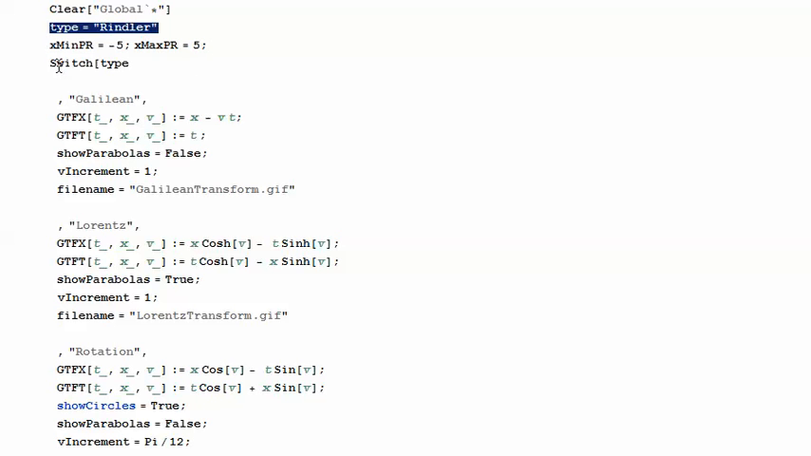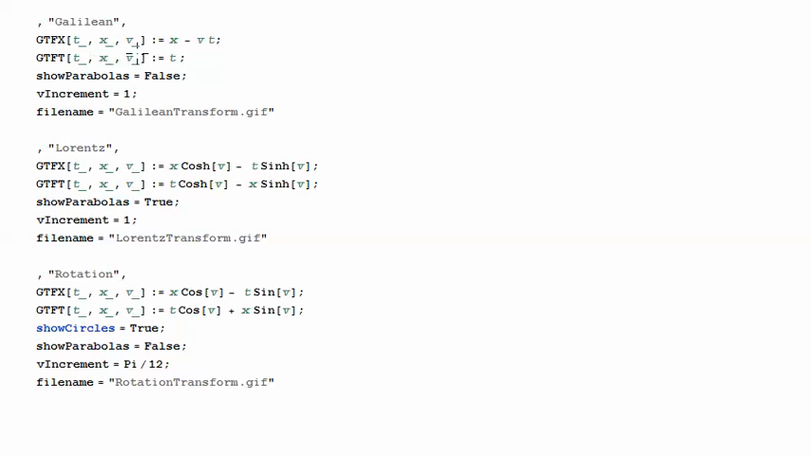What it does is it goes through switch type, and for the Galilean transformation, it basically says GTFX. I wish I remembered what that stood for, but apparently I do have these different functions on each of them: GTFX, GTFT, and this is what changes in the code for the different transformations. In any case, this equation basically says that x prime equals x minus vt, and t prime equals t.